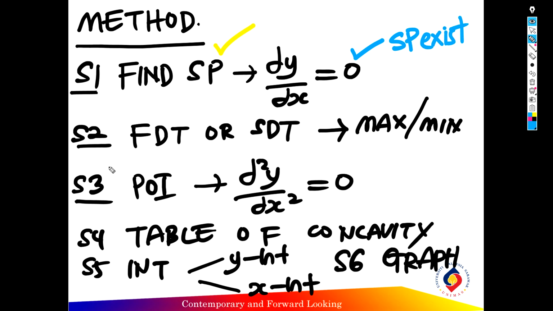And step 2, using the first derivative or the second derivative, find the relative maximum or relative minimum point. Step 3, you find the inflection point. You let the second derivative equal 0. Then step 4, table of concavity. Step 5, the x-intercept and then the y-intercept of the cubic function. And last, you sketch the graph of the cubic function. Okay.